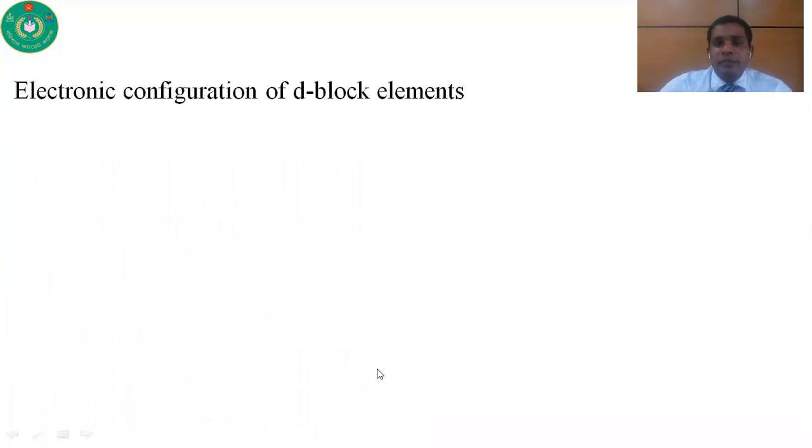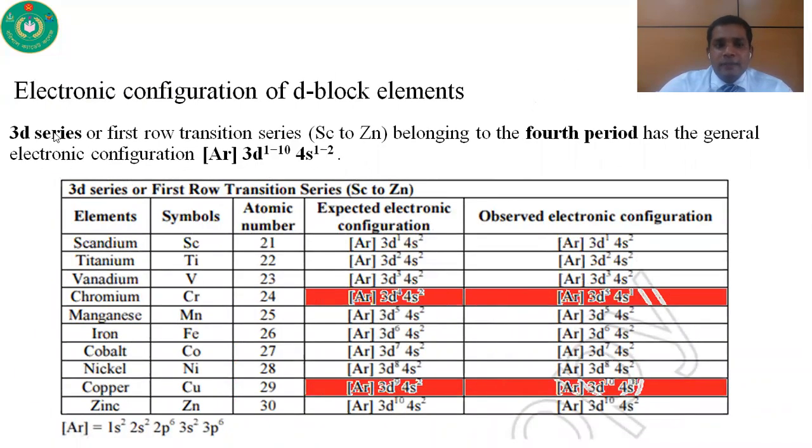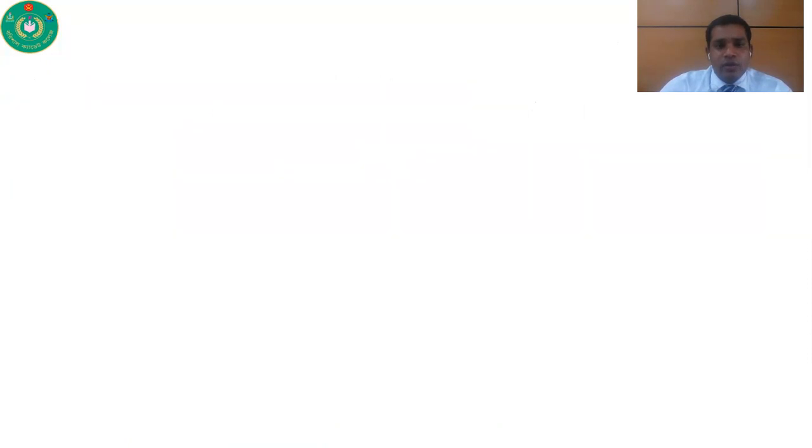Now the electronic configuration of d block elements. The first one is the 3d series, or first transition series. It starts from scandium to zinc, belonging to the 4th period. Its electronic configurations are like this. Here you can see there are 2 anomalies, or 2 exceptional electronic configurations, that is chromium and copper. Now I am going to discuss these exceptional electronic configurations.